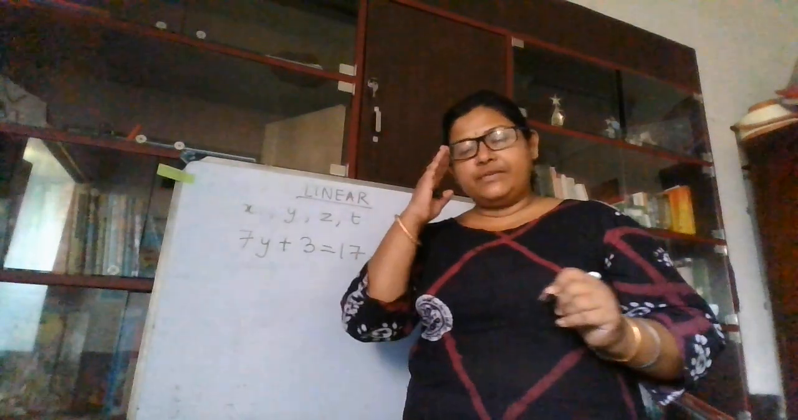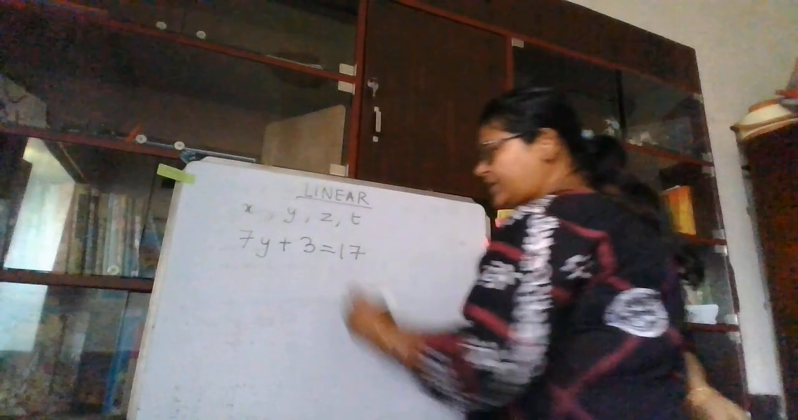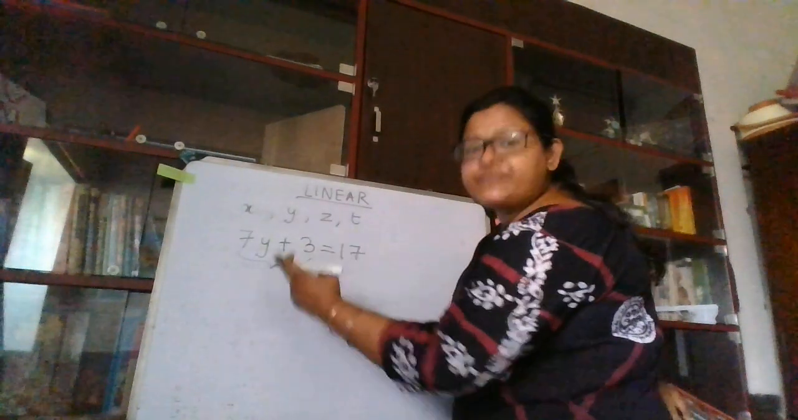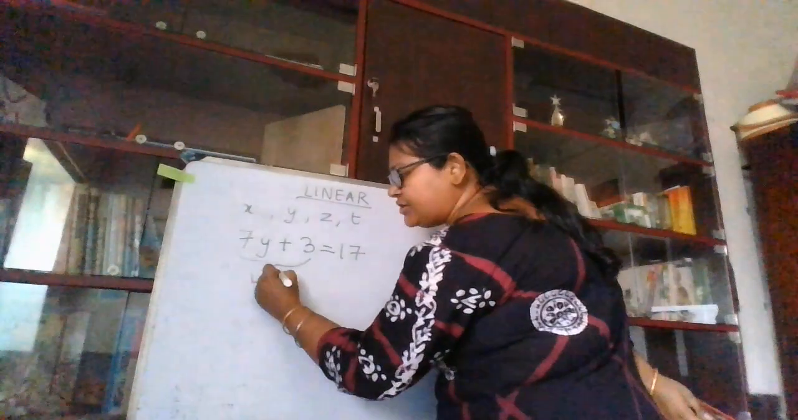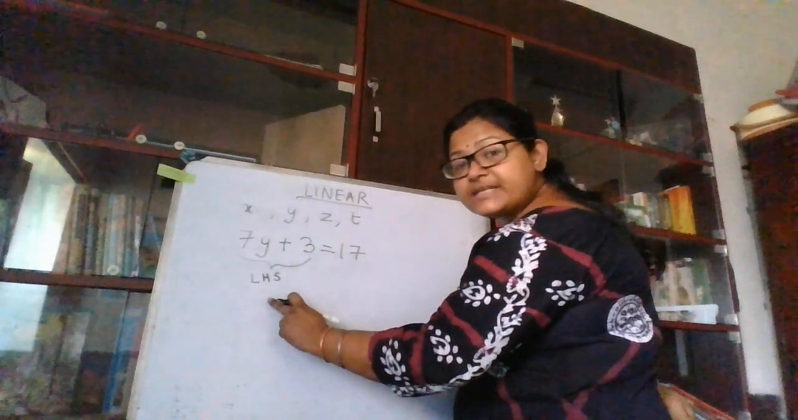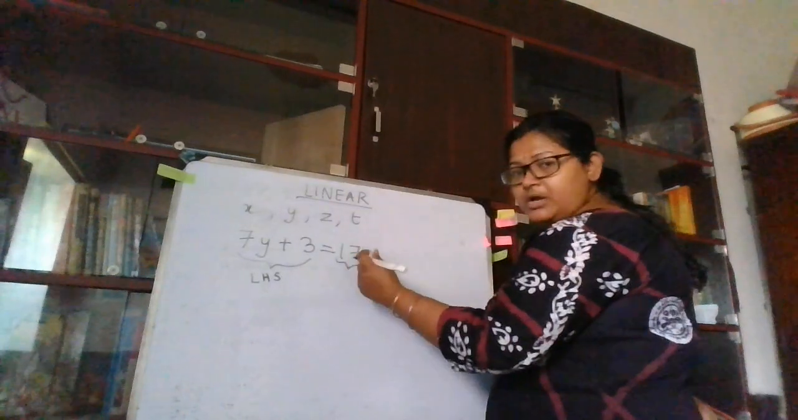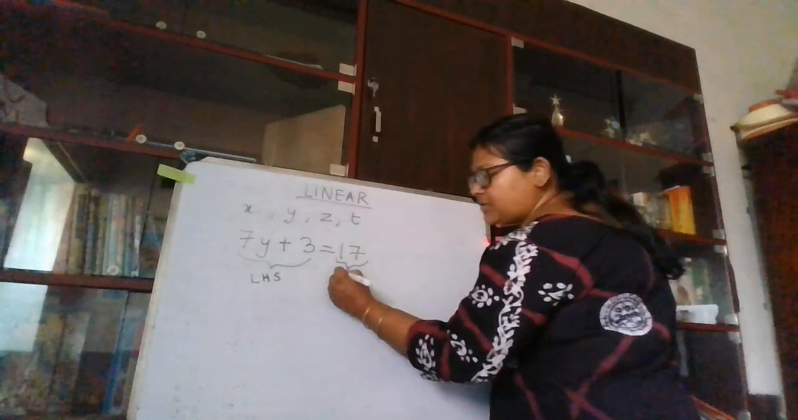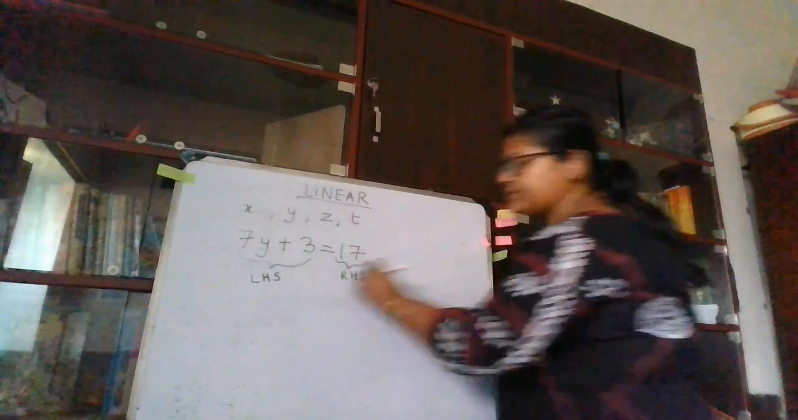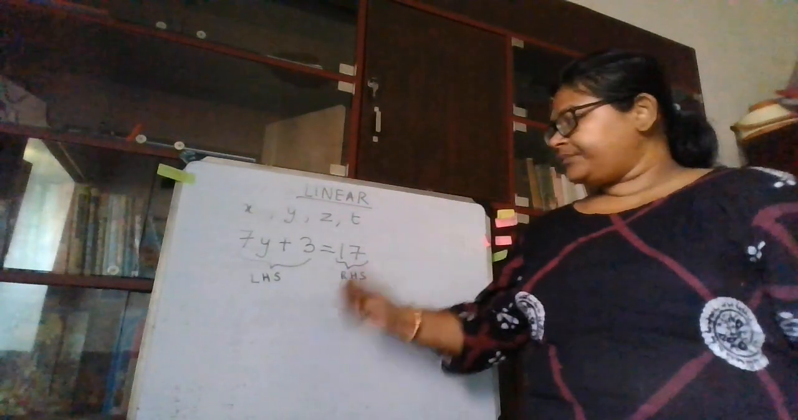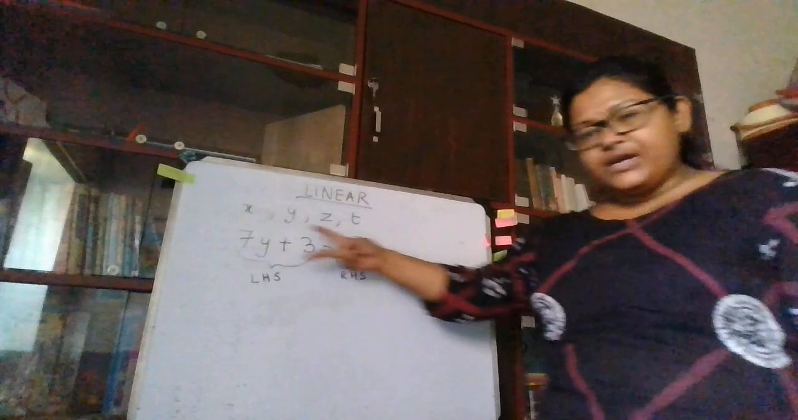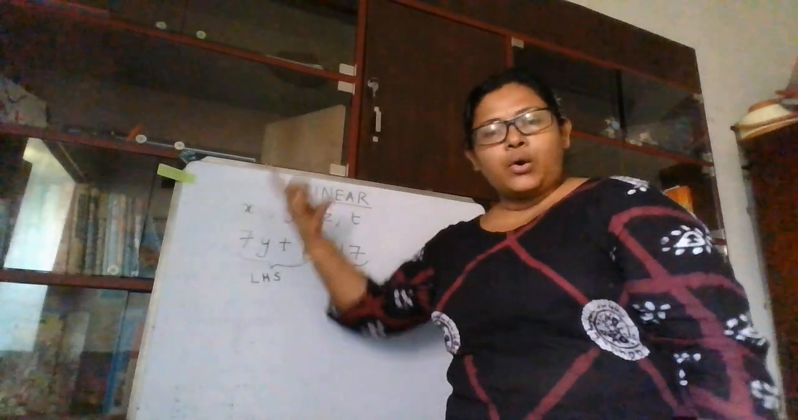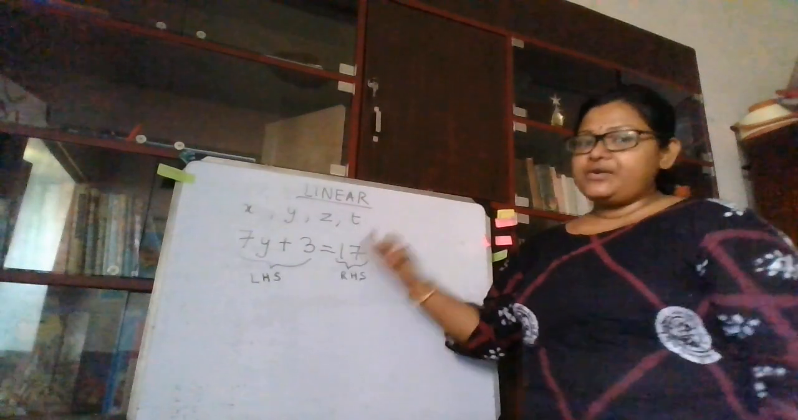In linear equations, we have to be very careful. The portion to the left of the equal to sign is known as LHS, the left hand side. Similarly, the right portion, that means whatever part is after equal to, is called RHS, the right hand side. Every time, while writing or solving an equation, you have to remember that the left hand side always has to be equal to the right hand side.